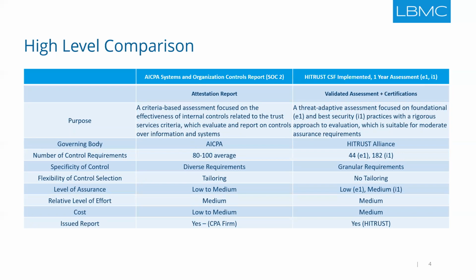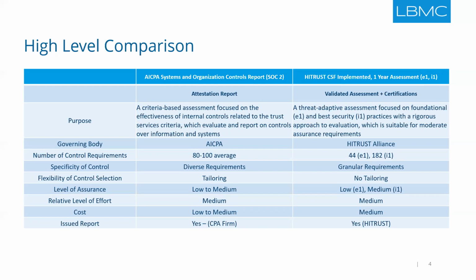A SOC 2 audit must be performed by a licensed CPA firm, and the attestation report will be issued by the firm at the conclusion of the audit. The HITRUST assessments are performed by HITRUST approved external assessors. The final validated assessment report will be issued by HITRUST.